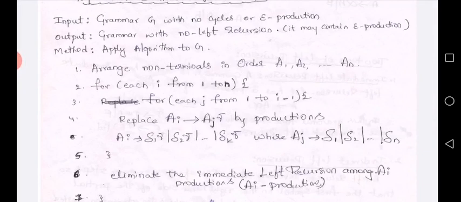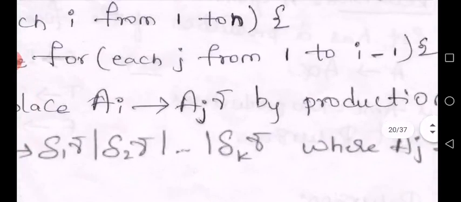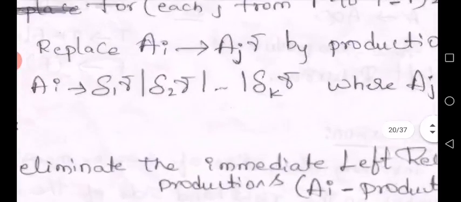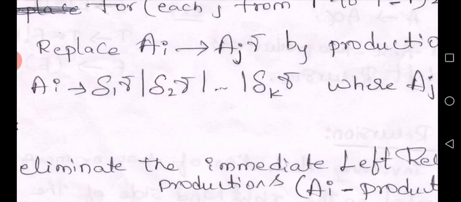So here we have an algorithm. Arrange the non-terminals in order A1, A2, up to An. For each value of i from 1 to n, for each value of j from 1 to i minus 1, replace Ai derives Aj gamma by a production. This is the general version of eliminating left recursion. If Ai derives Aj gamma, where these two are equal, then this should be replaced by productions of what variety? Ai derives delta 1 gamma, delta 2 gamma, like this.